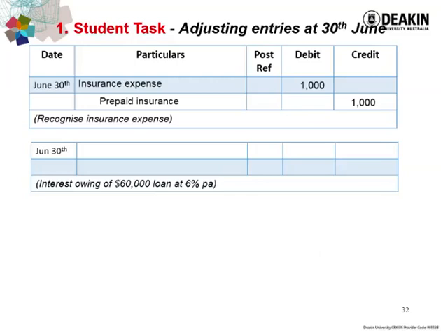Finally, the bank loan was obtained on 1st of June, and we haven't paid any interest. We need to recognize 1 month interest expense. So debit interest expense, credit interest payable $300. And how do we calculate this? Loan amount $60,000 times 6% divided by 12, just for 1 month interest.